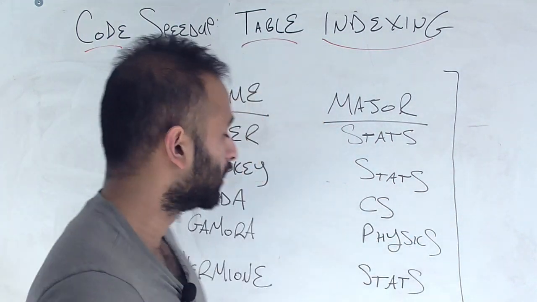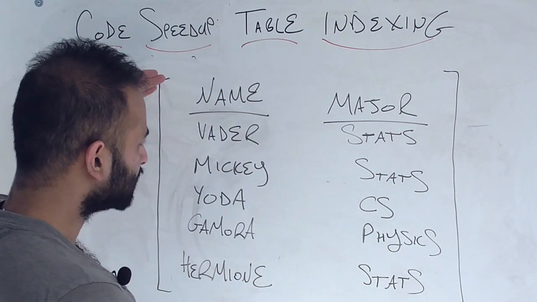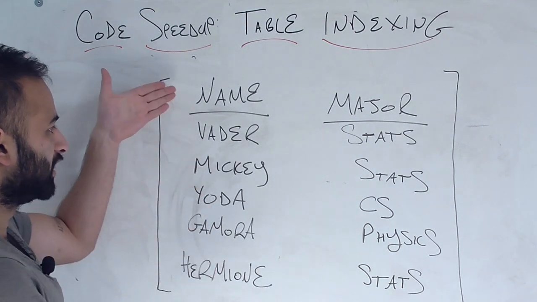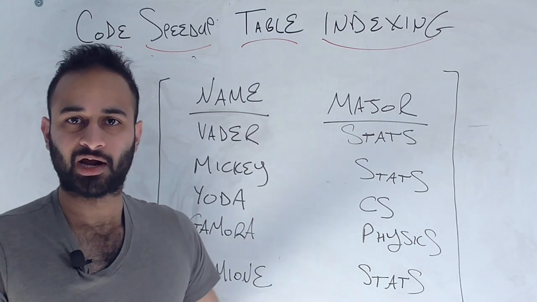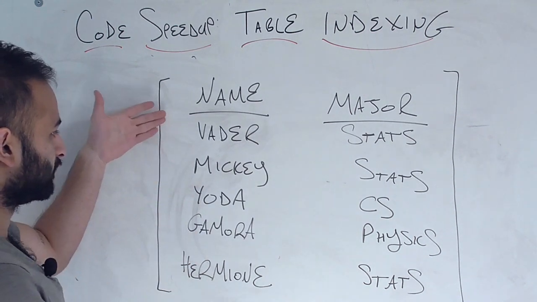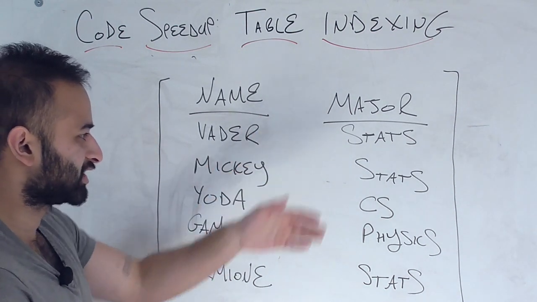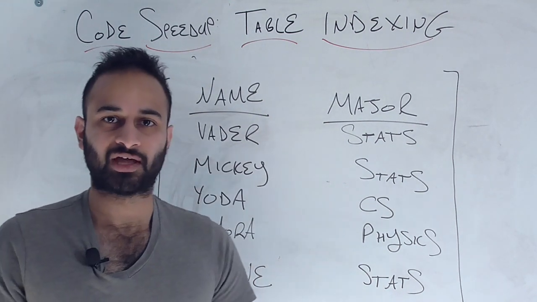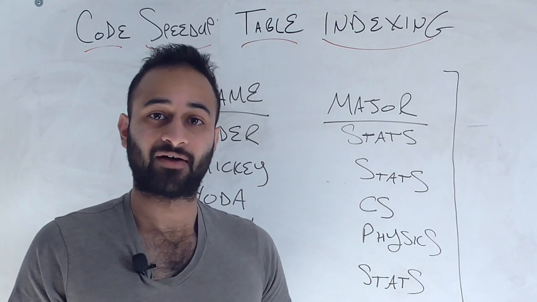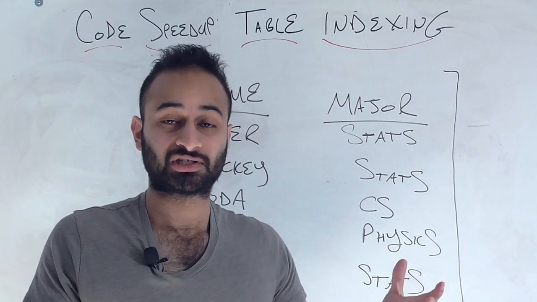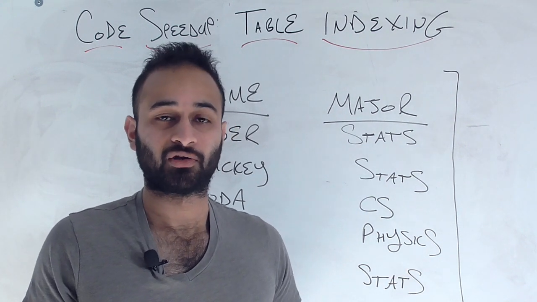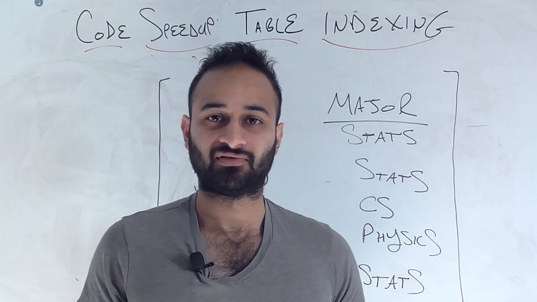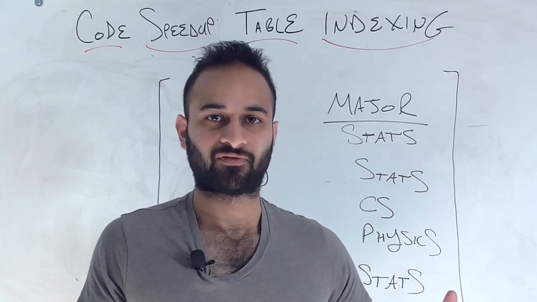So to look at our motivating example, let's say we have a very simple data frame. It has only two columns, the name of a student and the major at the university. So we see that we have Vader, who's a stats major, Mickey is a stats major, and we have all these different students. I've just written five of them here, but imagine that like a true university, you might have thousands or 10,000 students at that university. And you have a bunch of more columns about them, like their GPA, how many units they've taken. So you have a very massive data frame.